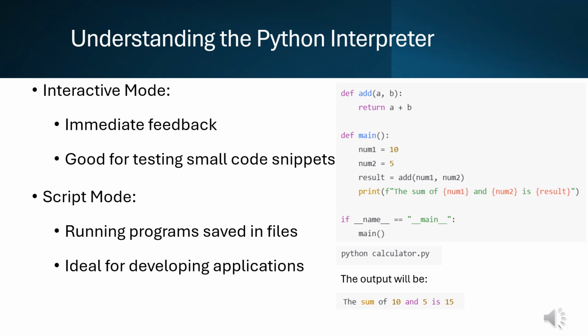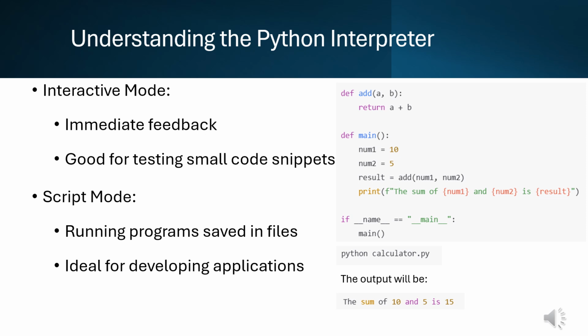Why understanding both modes matters. Interactive mode is great for quick tests and learning. It's like a sandbox, where you can play with code snippets without worrying about the broader application context. Script mode is essential for building scalable and maintainable code. It allows you to organize your work, reuse code, and collaborate with others.